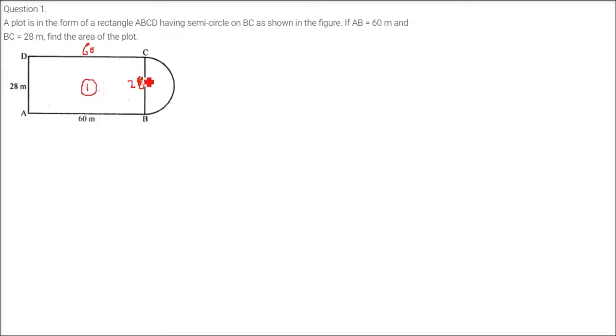First, there are two figures here. First is the rectangle. Second is the semicircle. So what is the area of the rectangle? Area of the rectangle will be simply length into breadth, that is this 60 into 28. And then what is the area of this semicircle? Area of the circle is pi r square. And the area of a semicircle will be pi r square by 2.